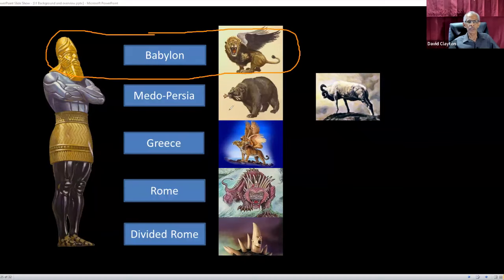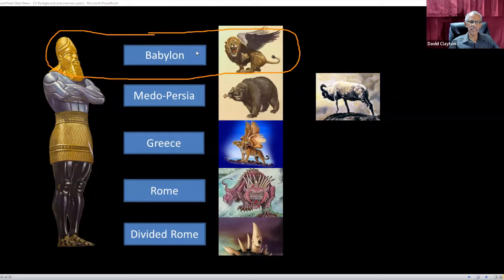Daniel chapter 8 begins with Medo-Persia, and in fact, you don't have to guess about it because the angel tells you clearly that the ram that you saw with 2 horns represented the kings of Media and Persia. But so far the prophecies correspond.